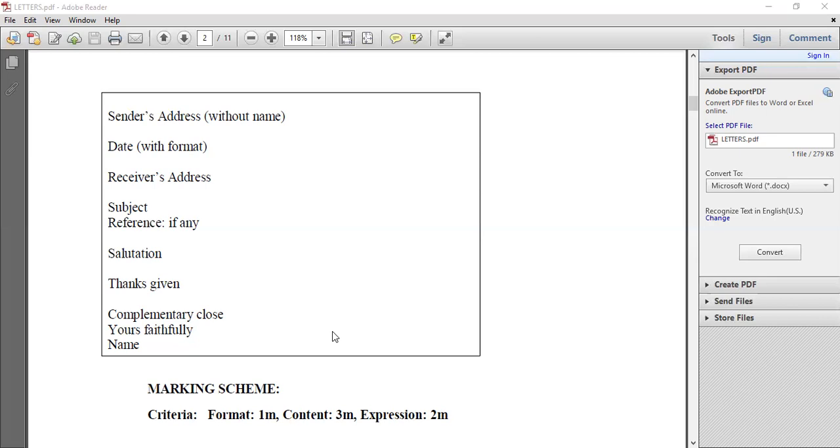Then after completing your subject, you can go for the reference. Reference, if any, you can write. Otherwise, no issues. You don't need to write "reference: nil". If there is a reference, you can mention it. Otherwise, simply you can go for the salutation.